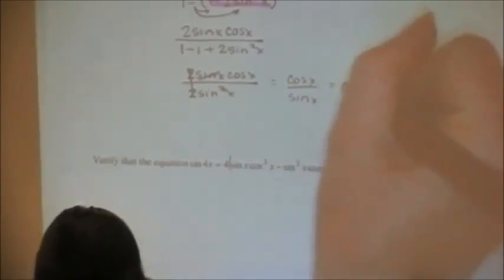So now I have 2 sine x cosine x over 2 sine squared x. What happens to your 2's? They cancel, and one of your sines. So you're left with cosine x over sine x, which is cotangent.